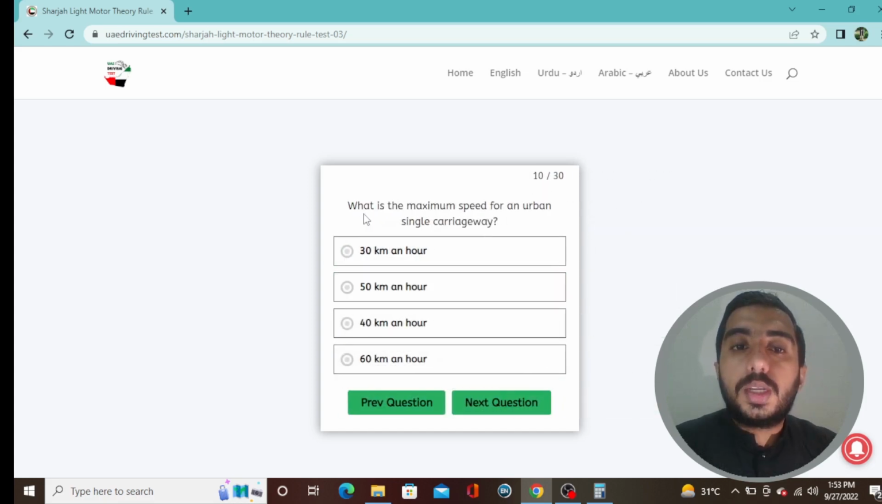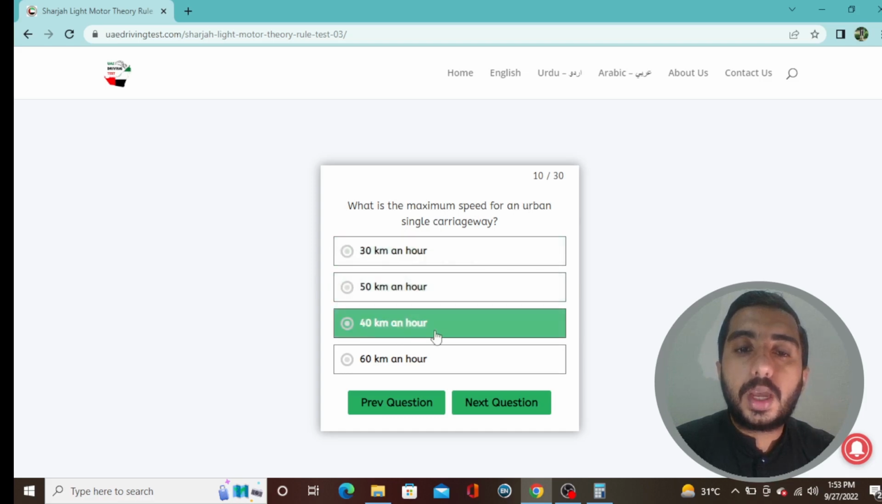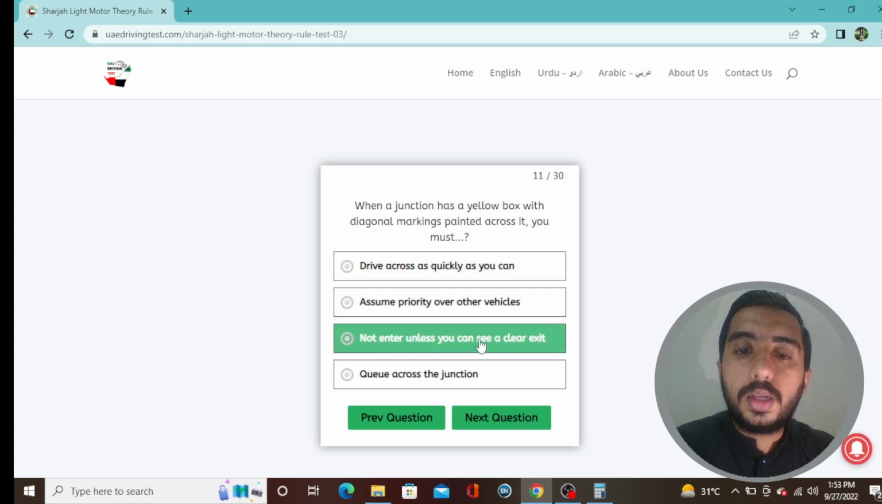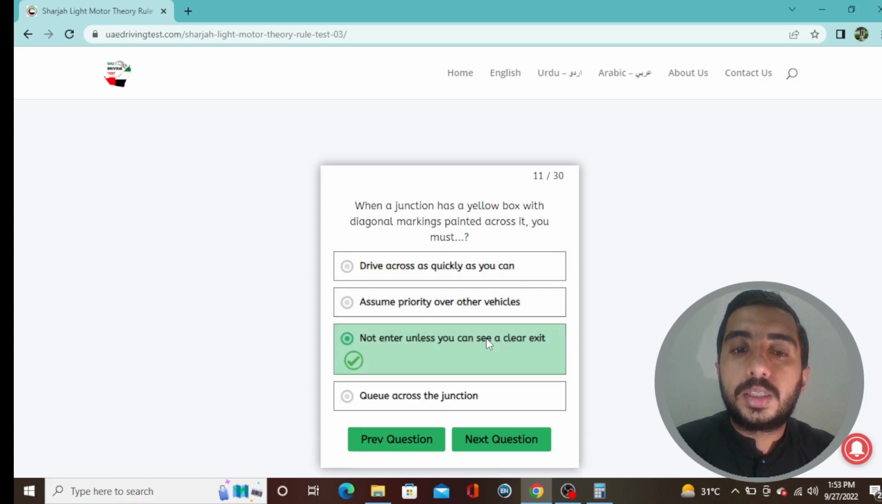Next question. Question number 10 is, what is the maximum speed for an urban single carriageway? For an urban single carriageway, the maximum speed is 40 km an hour. Option C is the correct one. Next question. Question number 11. When a junction has a yellow box with diagonal marking painted across it, you must not enter unless you can see the clear exit. Option C is the correct answer.